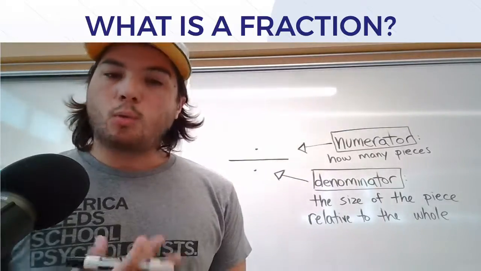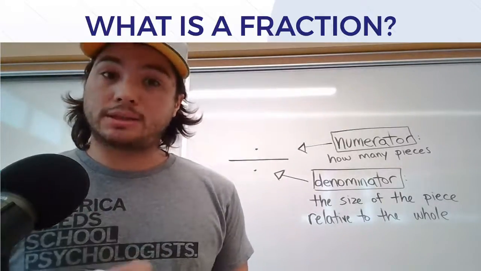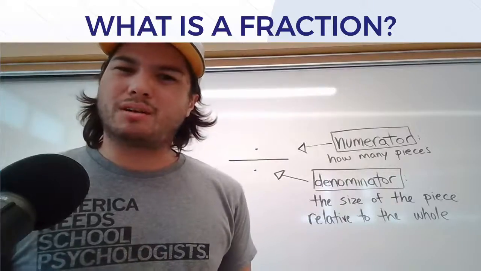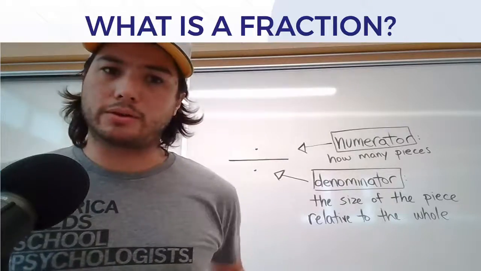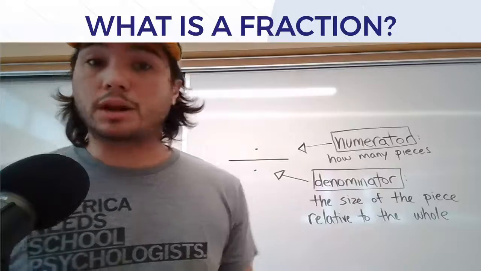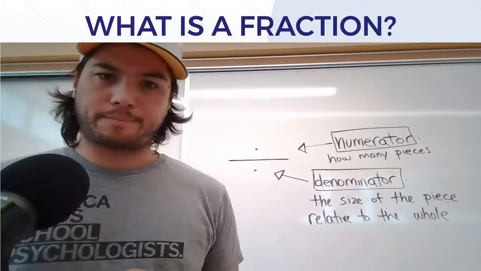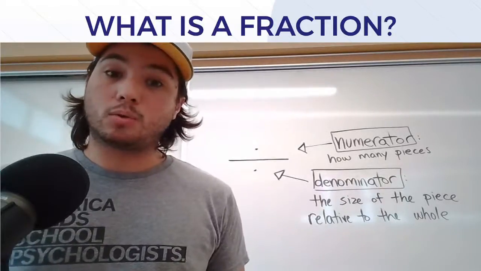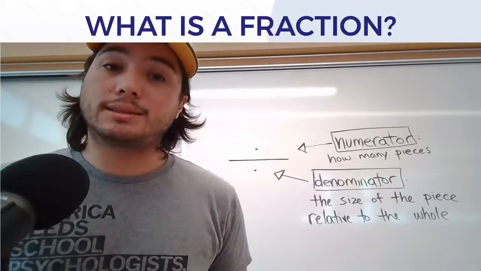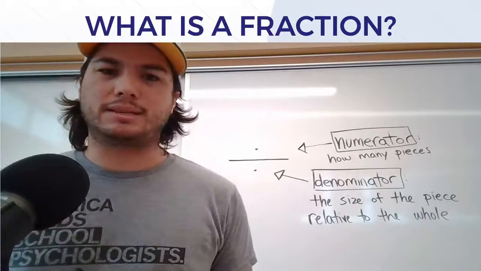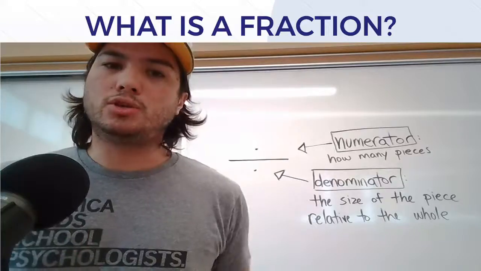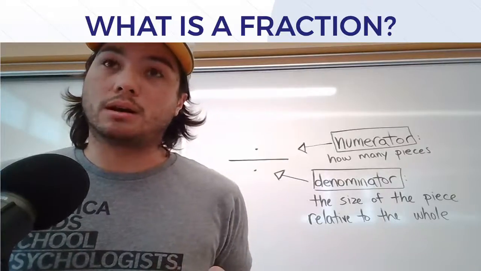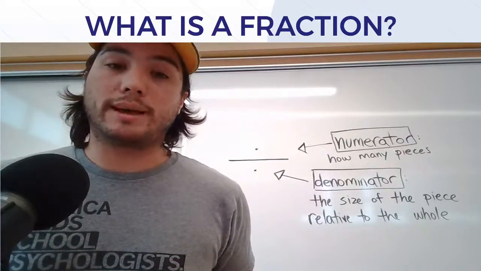When we talk about fractions and we want to use our mathematical academic vocabulary, there are 2 parts to a fraction. On top is the numerator. That's how many pieces we're talking about. The bottom is the denominator. That's the size of the piece. How many equal pieces did you cut our quantity, our numerical value, into?